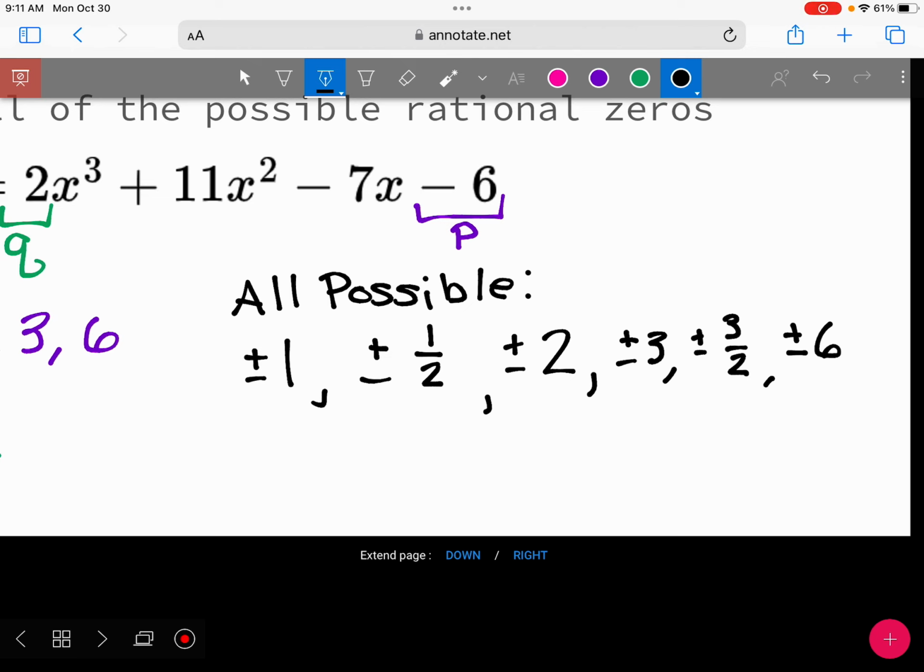So for this polynomial, our roots, our zeros, our solutions are somewhere in this list, which is significantly fewer options than all real numbers. So sometimes our lists are going to be obnoxiously long, and this one is actually fairly short, just to give you a warning of how long some of these are. This is fairly short.